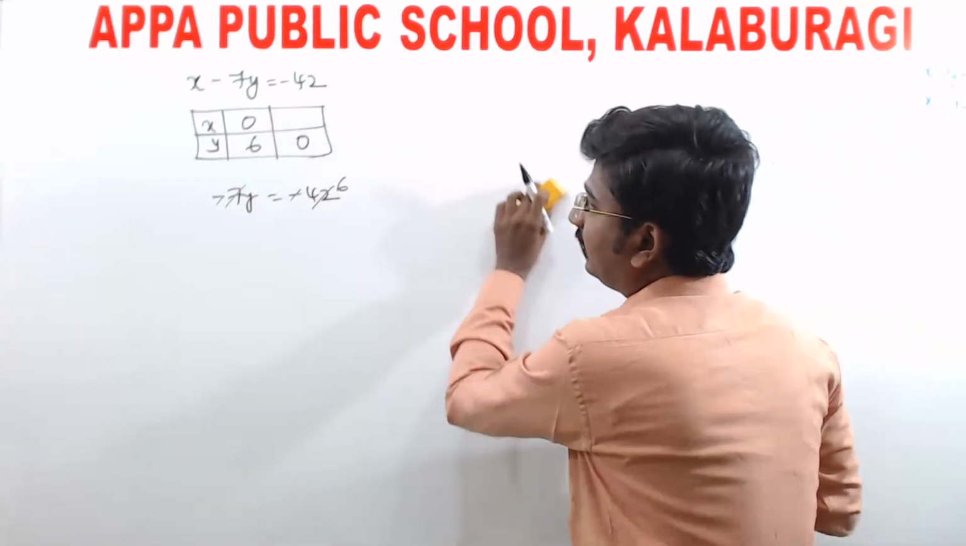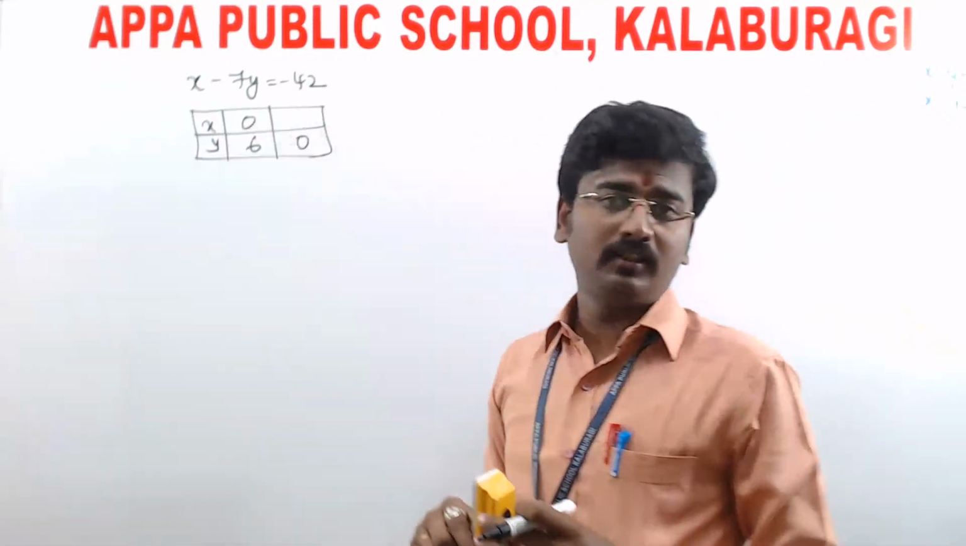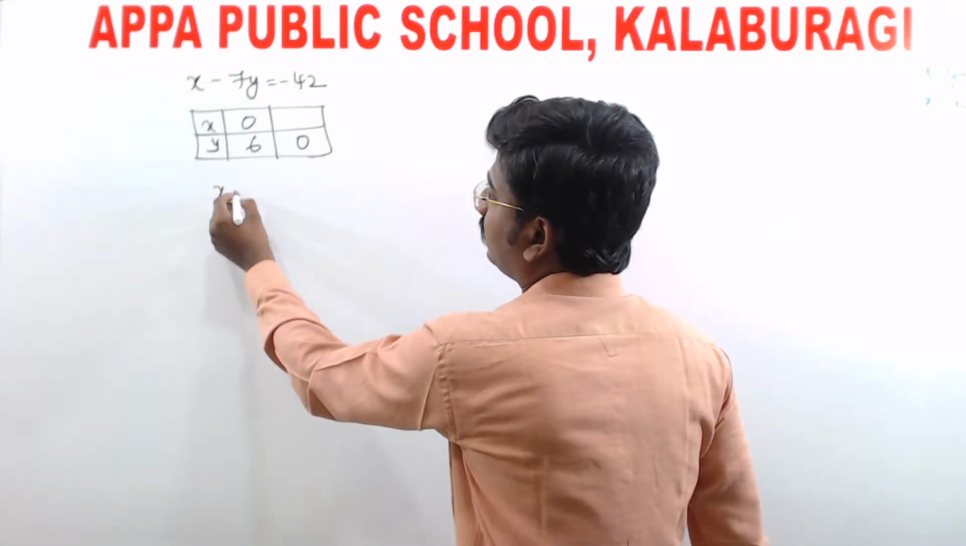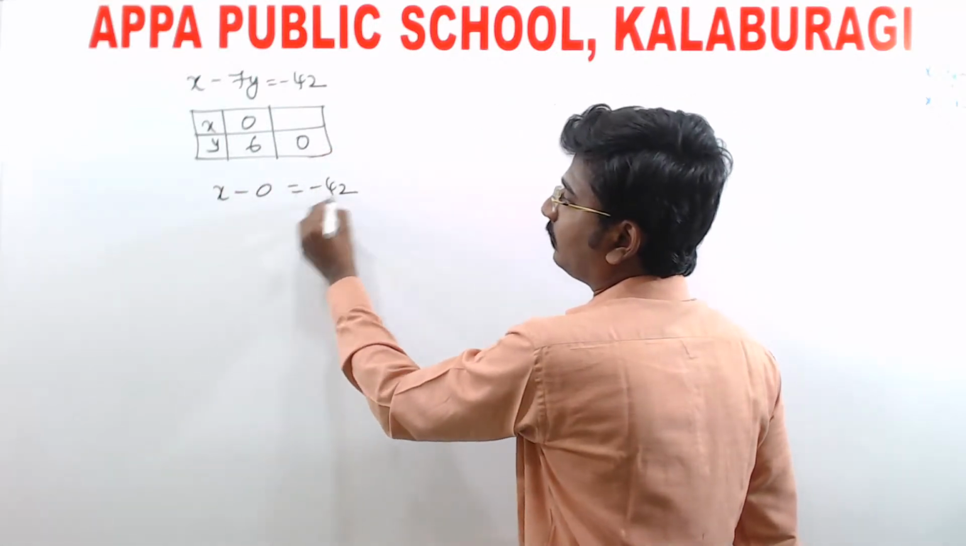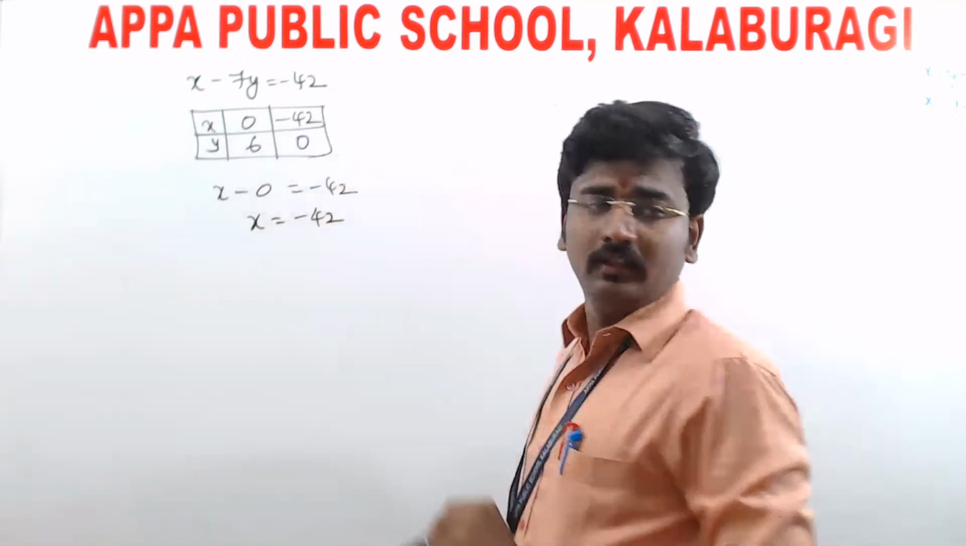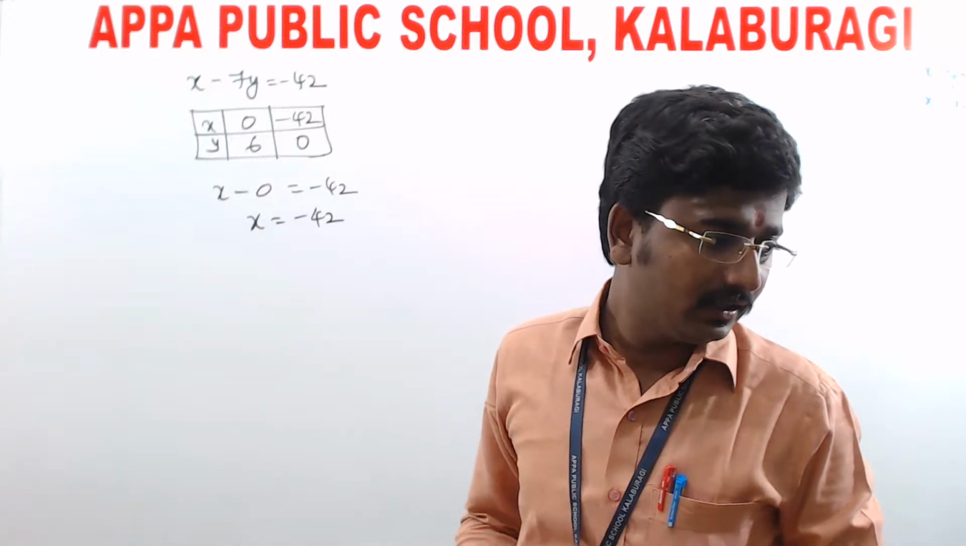Okay, till then I will see the points. Right. So now, yes, the answer is 0, 6 for the first one. Next, when y is 0, x minus 0 equals minus 42. Value of x is minus 42. Okay, so this is the answer.